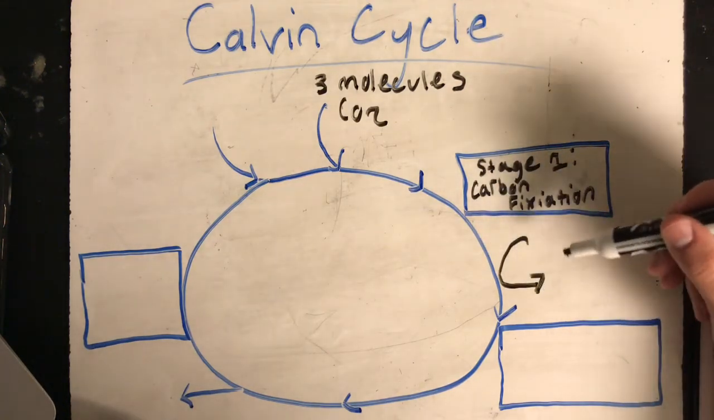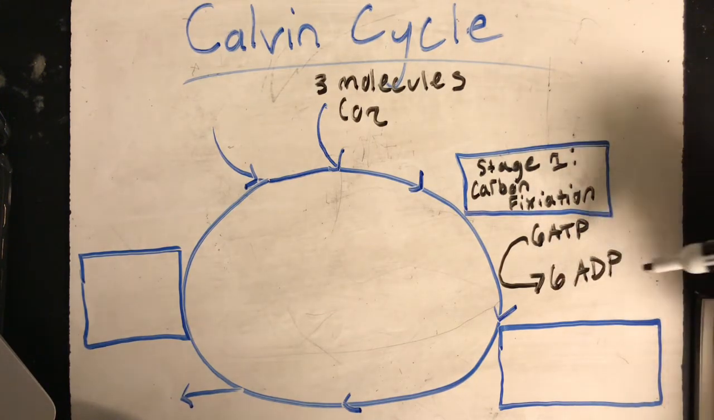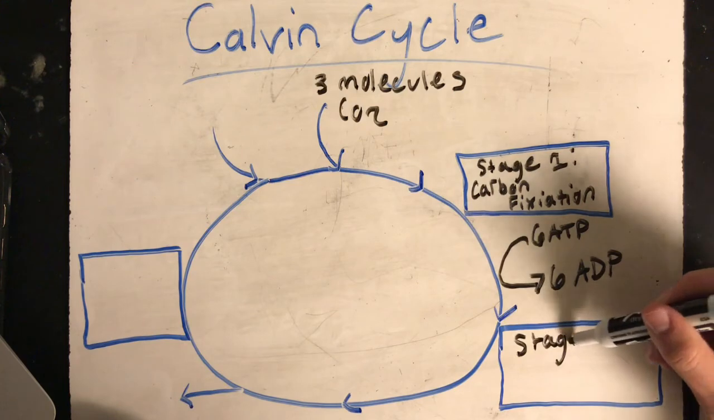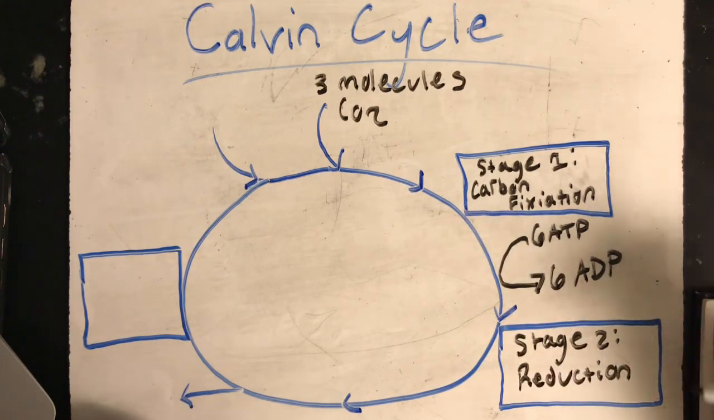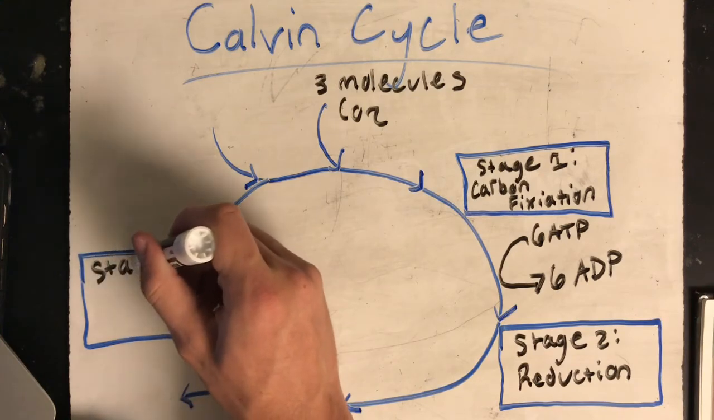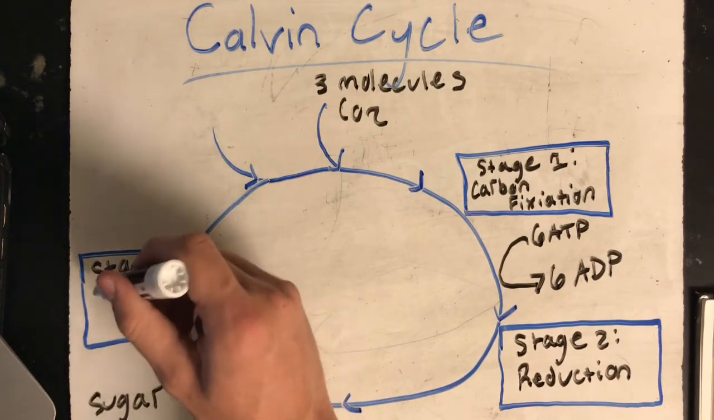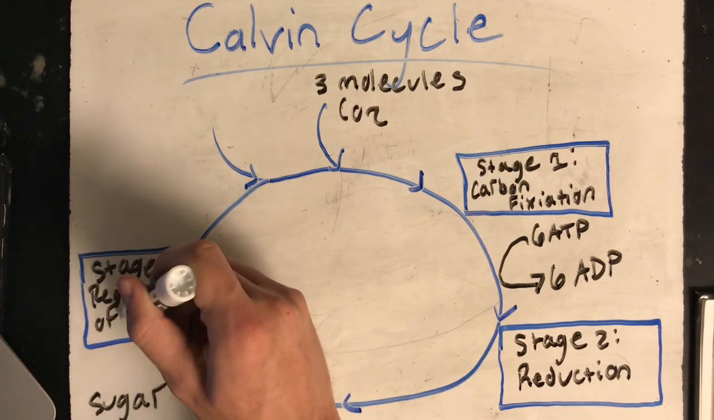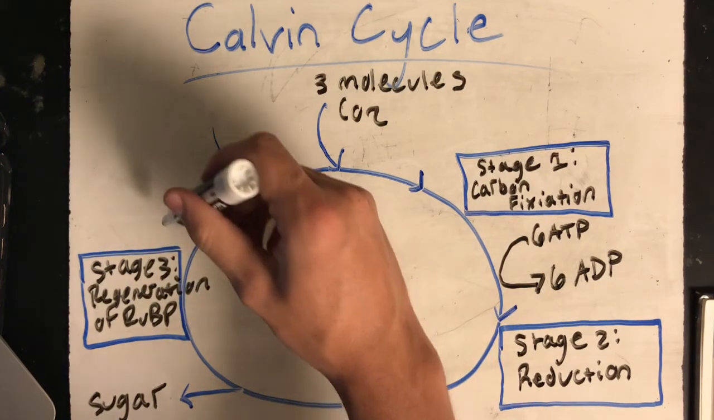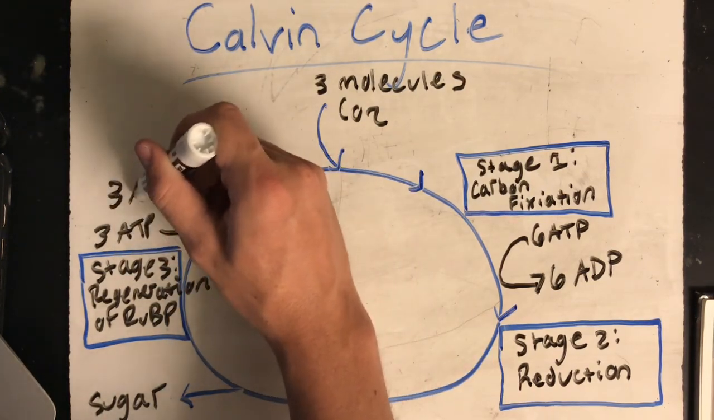Phase 2, reduction. In the second stage, ATP and NADPH are used to convert the 3 PGA molecules into molecules of a 3-carbon sugar, glyceraldehyde 3-phosphate. Phase 3, regeneration. Some G3P molecules go to make glucose, while others must be recycled to regenerate the bisphosphate acceptor. Regeneration requires ATP and involves a complex network of reactions.